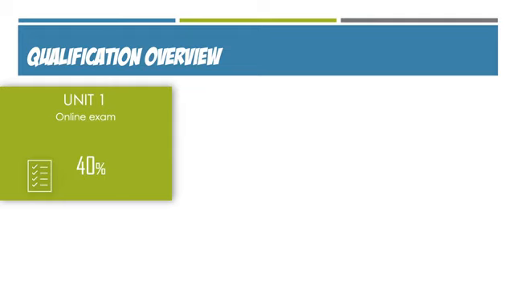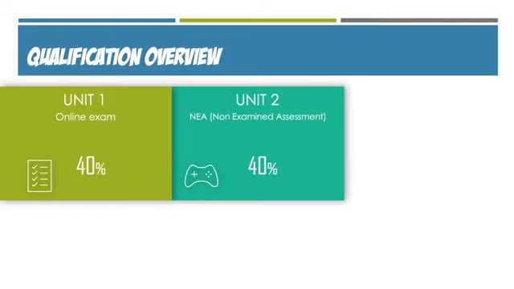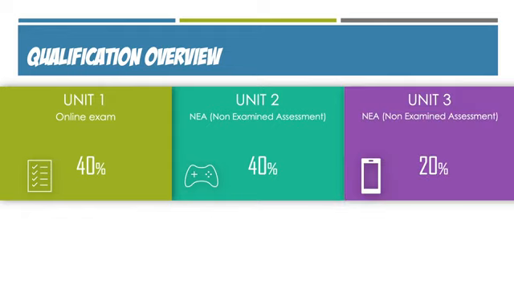Unit 1 is an online exam, which is worth 40%. This will typically be conducted in year 11 in the summer term. The next is Unit 2, which is known as an NEA, or non-examined assessment. This is worth 40% of your overall grade. An NEA can be thought of a little bit like coursework, where you'll complete the NEA in school time. Unit 3 is once again another NEA, which again accounts for 20%. Overall, this qualification is worth 1 full GCSE.